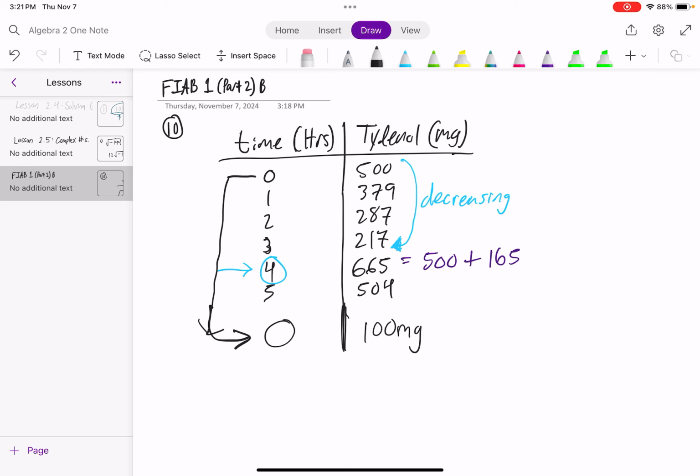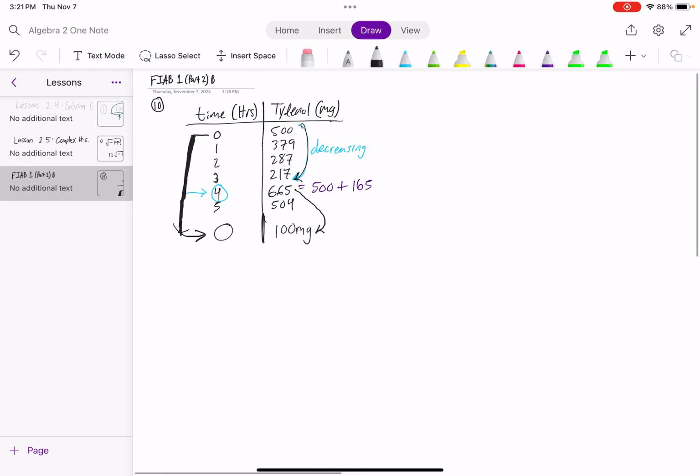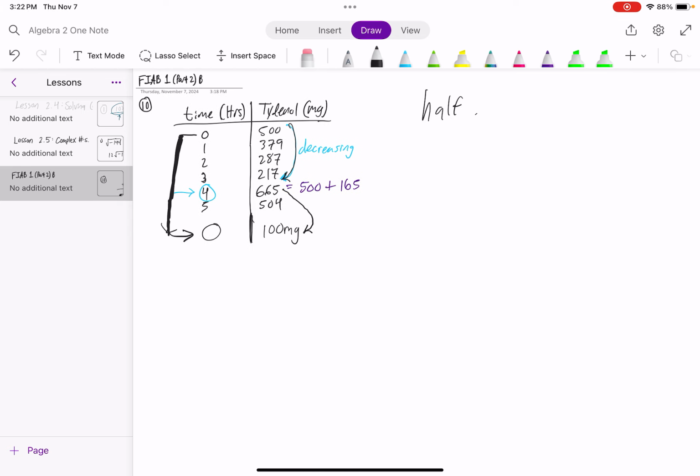So this is going to decrease just like it was decreasing before. It's going to decrease again back down to 100 milligrams. But how long will that take? We just don't know. But we can use the clues to help us figure it out. The half-life is the time it takes for the dosage to half.